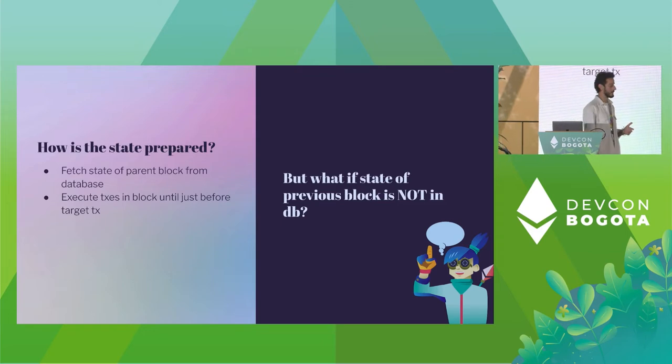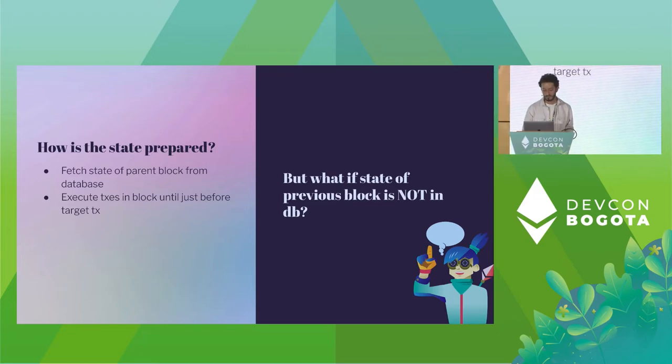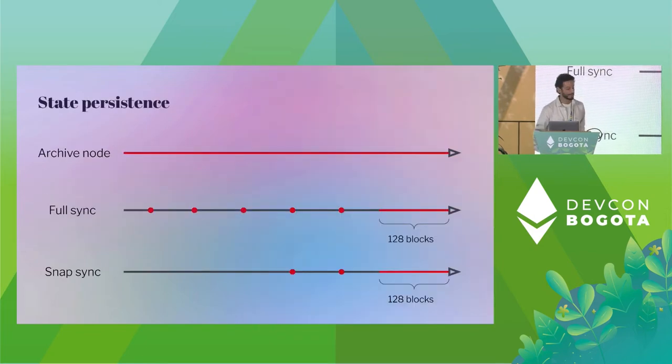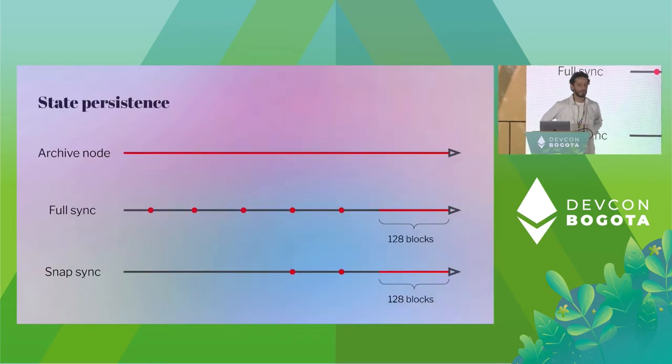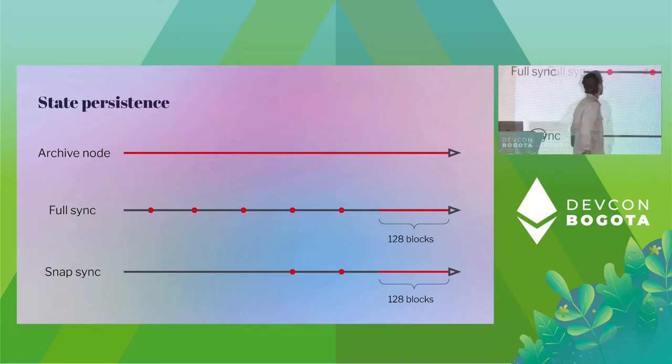But what happens if the state for this block N minus one is not available in the database? That's what you see when you get this error. So now comes the question: the state for which blocks is actually persisted?